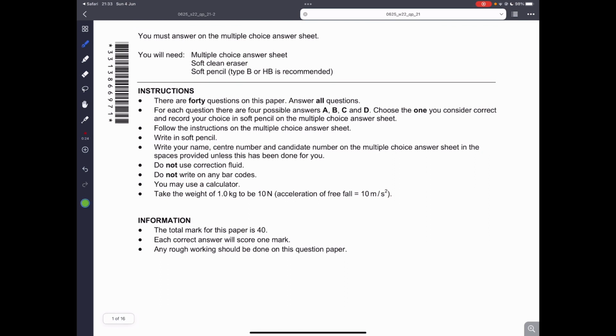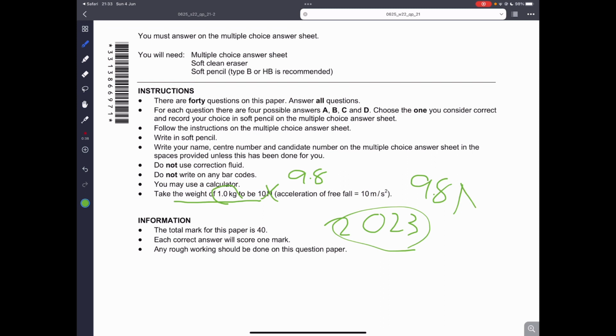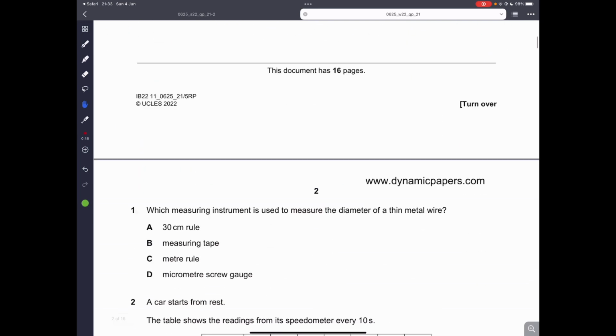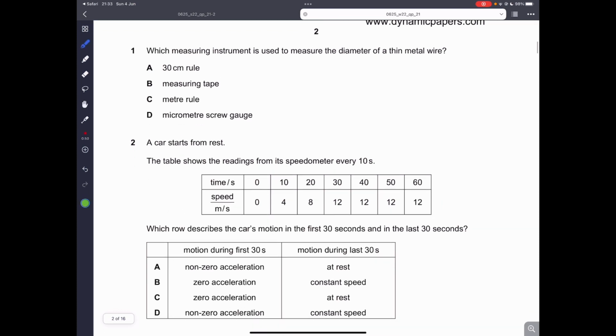Okay, before we start, we must take the weight of 1 kilogram to be 9.8, because from the 2023 syllabus they are going to let you take 9.8 newtons for 1 kilogram, and so the g, or the acceleration of free fall, is also being changed to 9.8. And those are the newest changes in the syllabus.